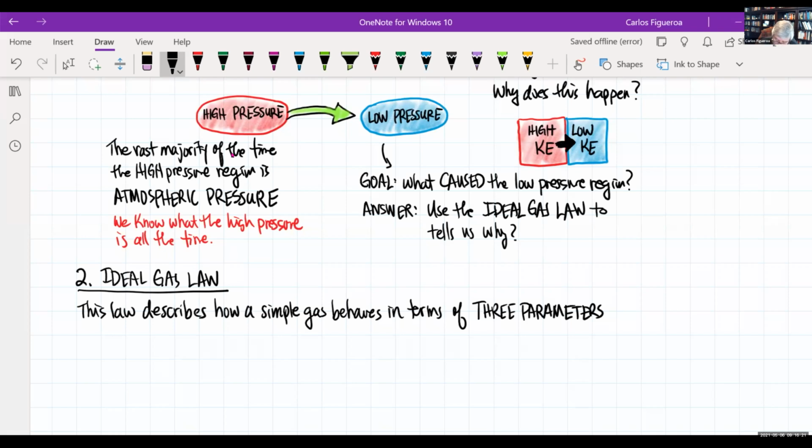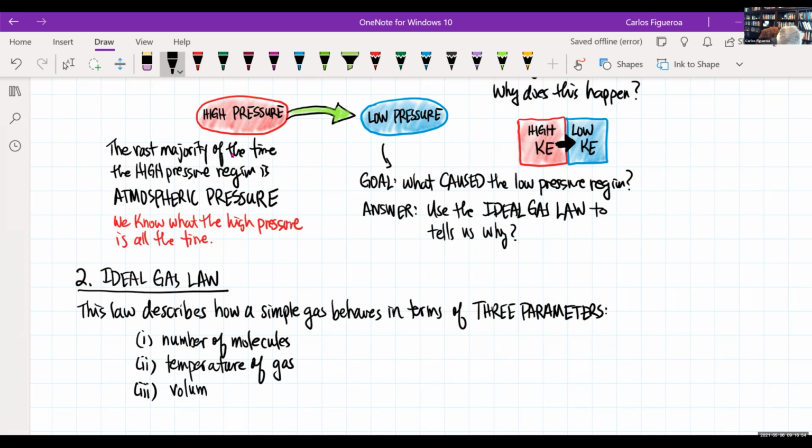And these parameters, as we will find here: one is the number of molecules. Two, it turns out to be the temperature of the gas. And three, how big the volume is. The volume of the container.